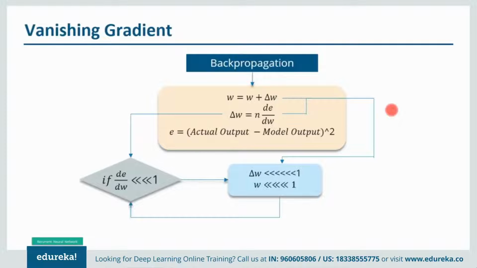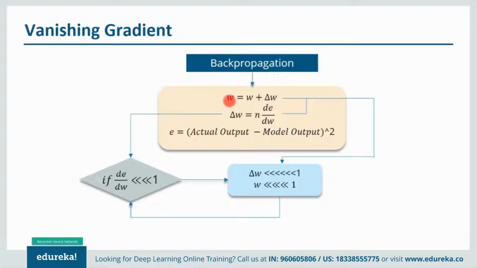So in vanishing gradient, what happens? When you use backpropagation, you tend to calculate the error, which is nothing but the actual output that you already know minus the model output, the output that you got through your model, and the square of that. So you figure out the error. With that error, you tend to find out the change in error with respect to change in weight or any variable. So change of error with respect to weight multiplied by learning rate will give you the change in weight. Then you need to add that change in weight to the old weight to get the new weight.